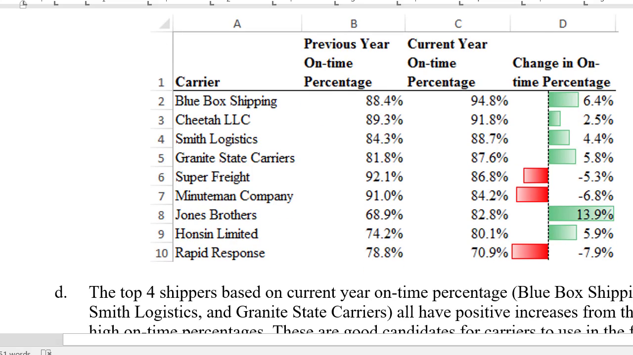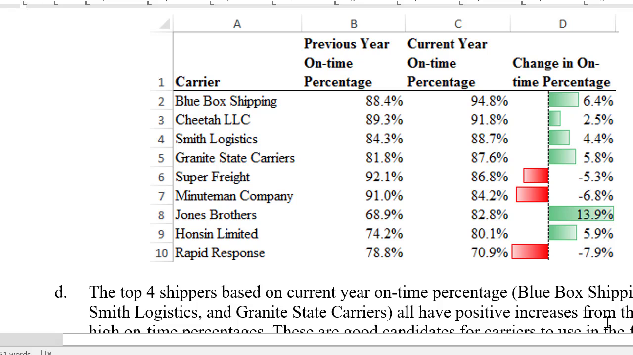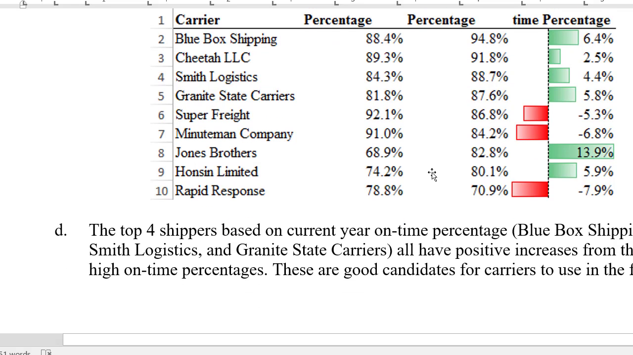Then the last question asks, which carrier should Ohio Logistics try to use in the future? I'd say several of you were going for this Jones Brothers because they had the largest percentage. But that's not the correct way to be thinking about it. They still had an on-time percentage of only 82%. You should be using any of these first 4 that had the highest percentages of on time. That should be what you're looking at. Again, if you were choosing something other than one of those 4, I took off 0.5.